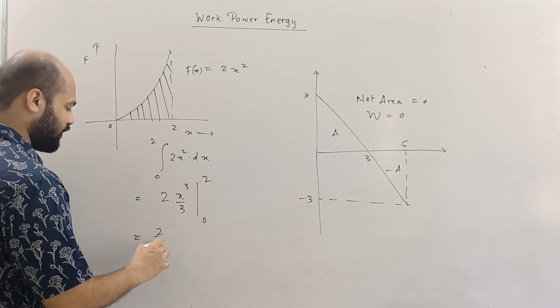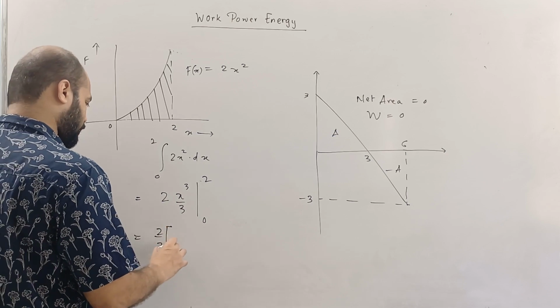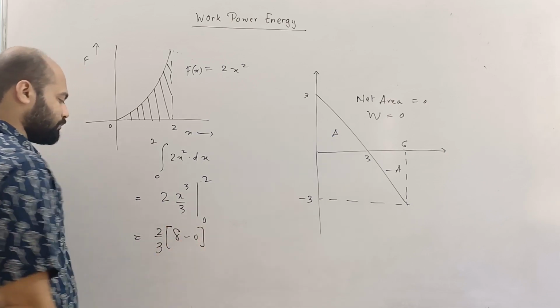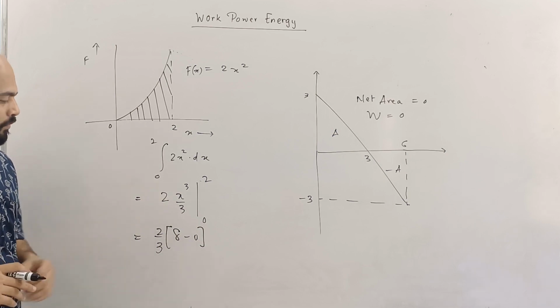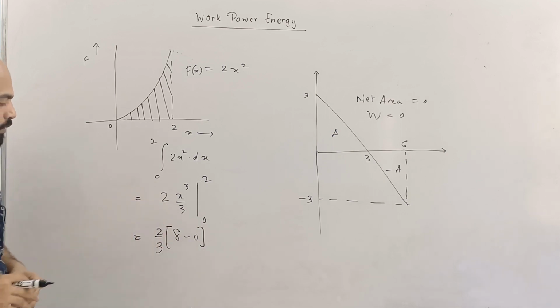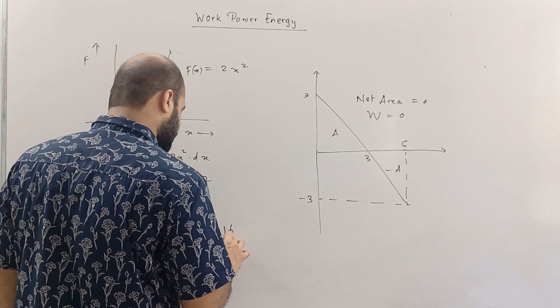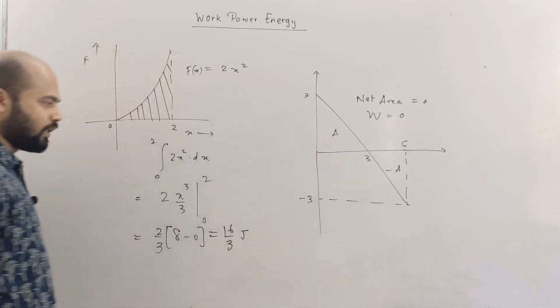So which is going to be 2 by 3, 8 minus 0. What I have done is, after integrating by the normal method that we learned, I have just put the upper limit minus the lower limit, which comes out as 16 by 3 joules. That is the answer to this question.